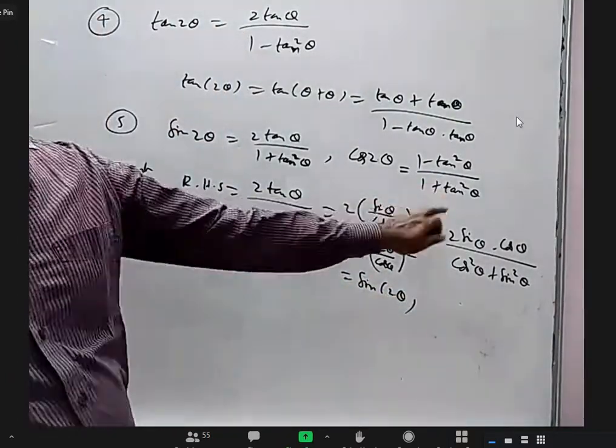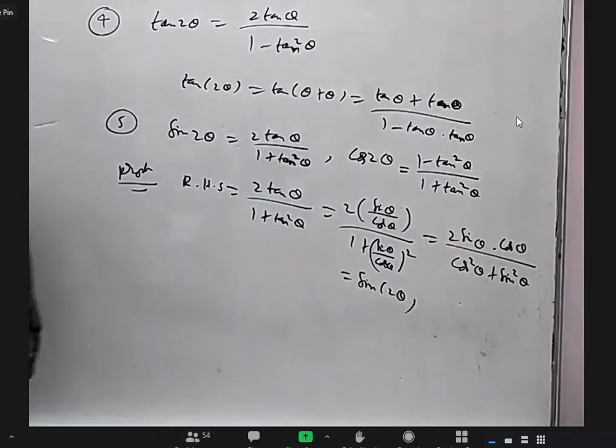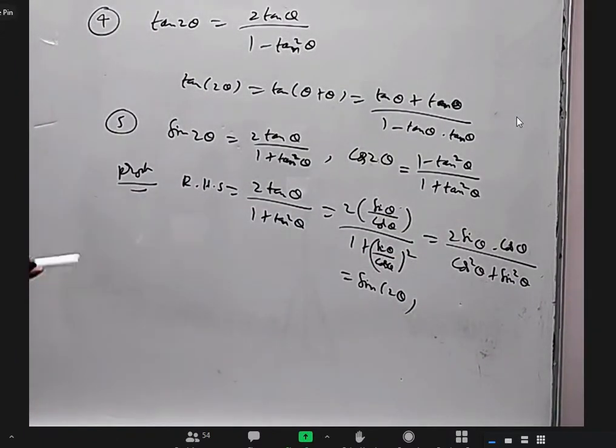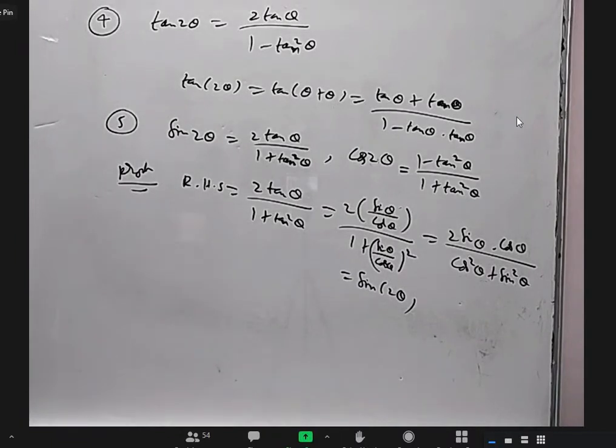Similarly, you can start from RHS here and then write tan as sin by cos, and you will get cos 2 theta. I'm not writing how it came; you can do it, not a problem. Sir, or we can do another way. We can multiply both numerator and denominator by cos theta and cos theta. It's okay, no problem.